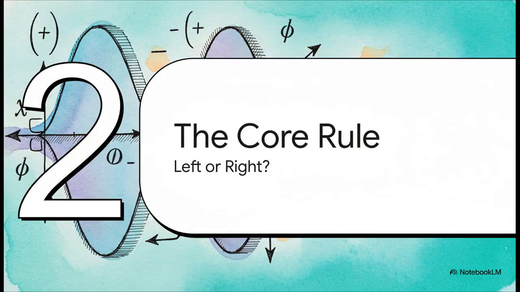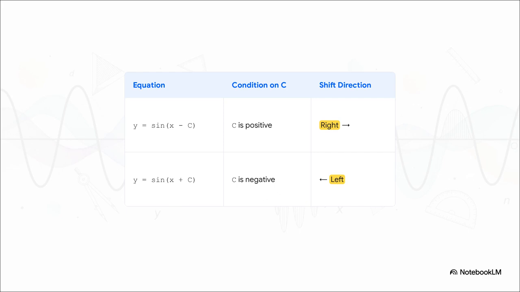Okay, so that's the what. But how do you actually spot one in an equation and know which way it's going? Well, this leads us to the core rule. And fair warning, this is the part that feels a little backwards at first. And here's where your brain might do a little flip-flop. When you see an equation like y equals sine of x minus c, that minus sign actually means you shift the wave to the right.